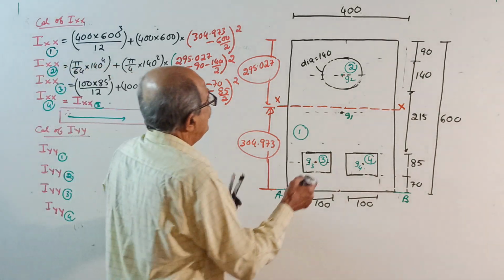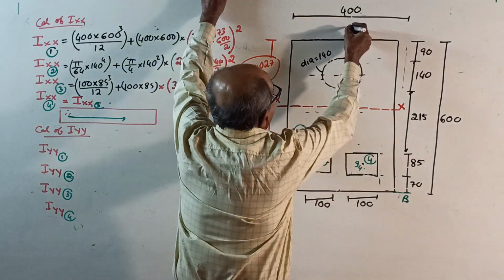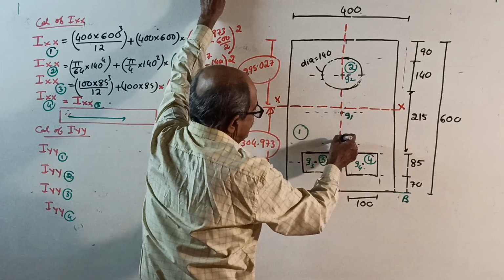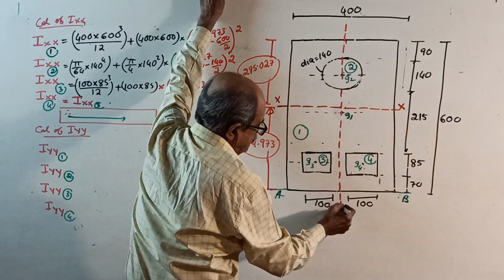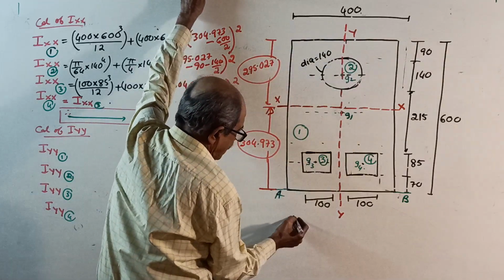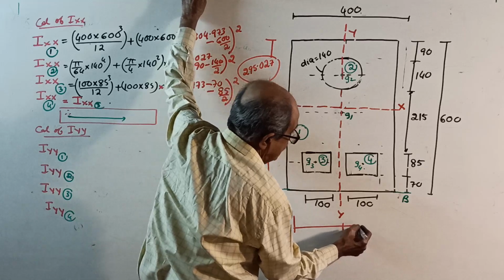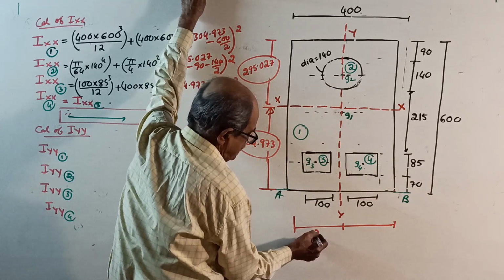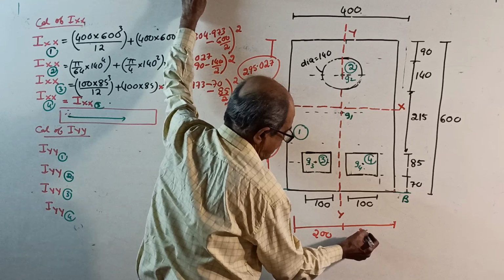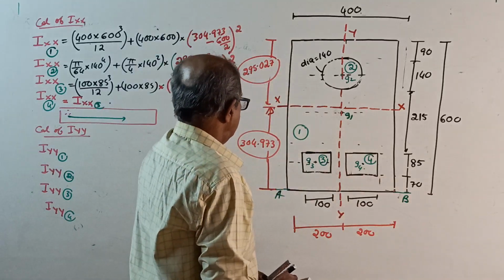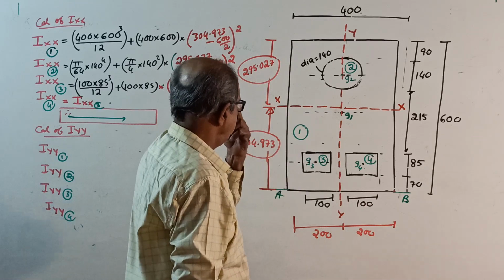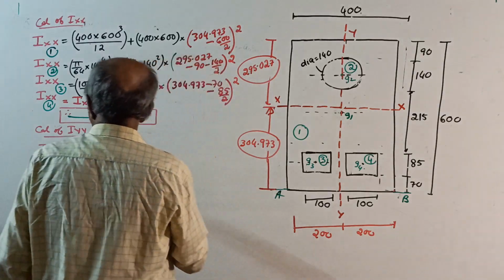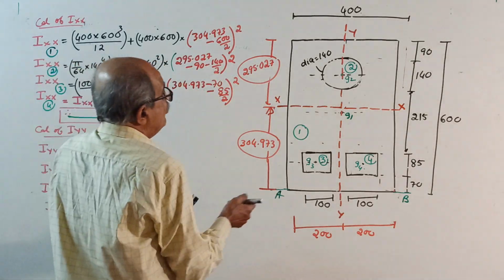Okay. Now I about the YY axis. See, start. Mark YY directly through the centroid. This is YY. If you want, that is total 400, both of this will be 200 and 200. Now start Iyy. Iyy for 1.